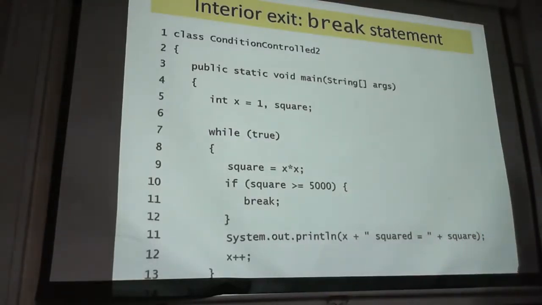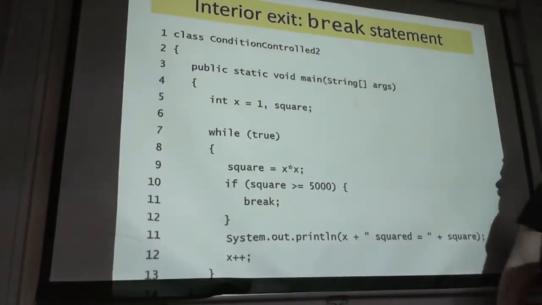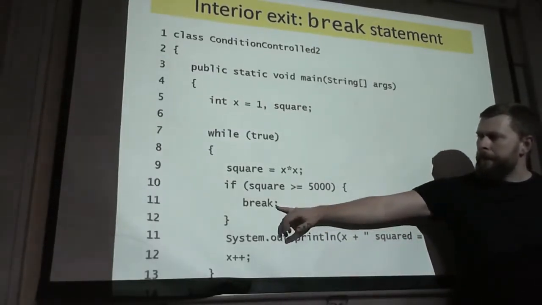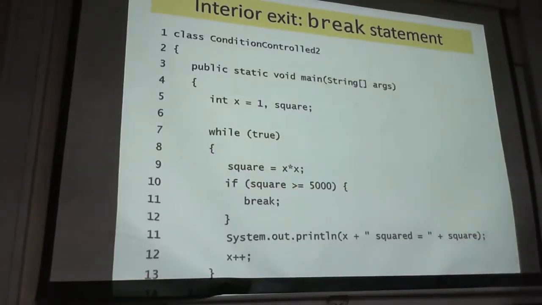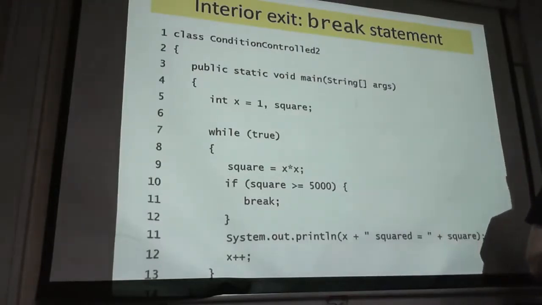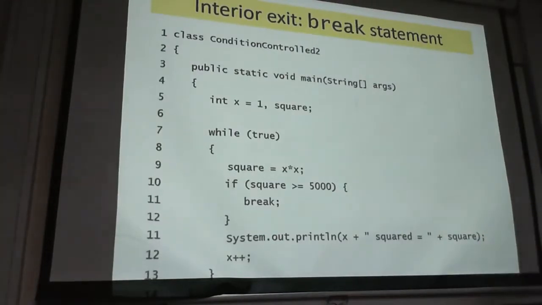That loop will just run and run and run. But by including line 11, it allows us to exit the loop from inside the loop. That's what I mean by an interior exit. The break command will quit the current loop that you're in.